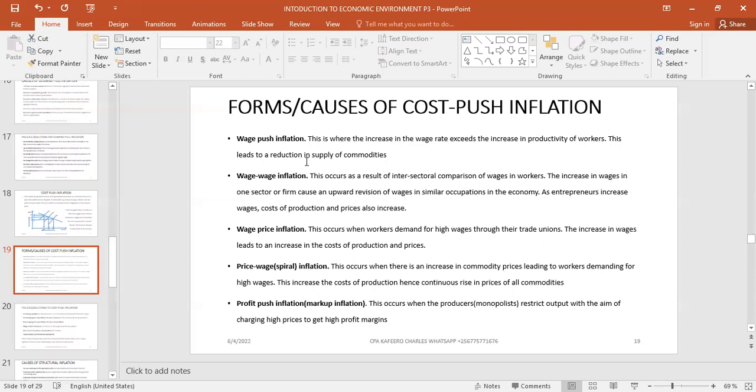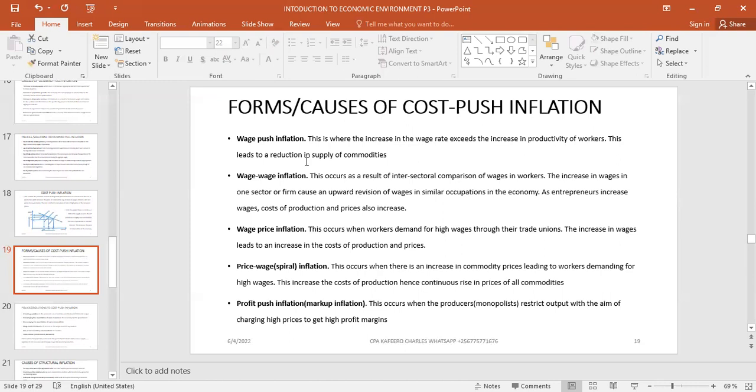As you are hearing the word profit push, meaning it is as a result of people making more profits, which causes the workers also to demand higher pay. Profit push inflation or the markup inflation occurs when the producers or the monopolists restrict output with the aim of charging higher prices.